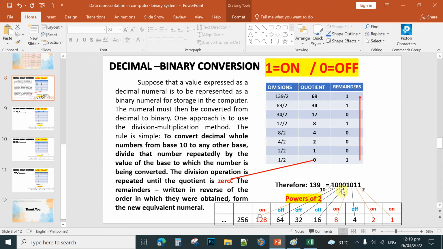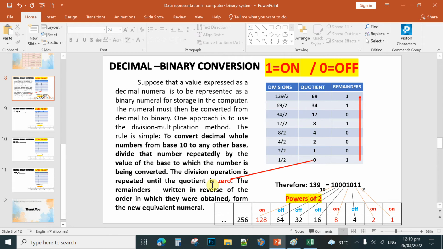This is 10, and then the 2. Okay, to convert decimal whole numbers from base 10 to any other base, divide the number repeatedly by the value of the base to which the number is being converted. The division operation is repeated until the quotient becomes 0.